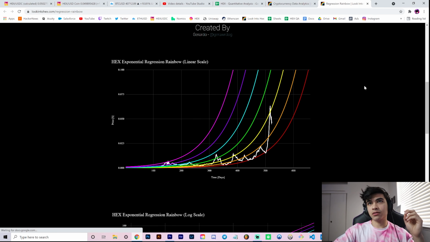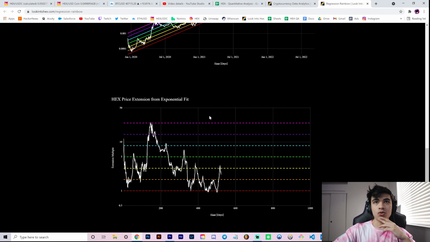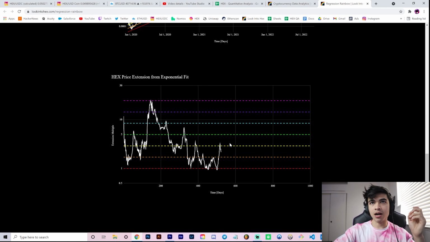And again, this fractal is converging with this regression rainbow model as well, where we might see consolidation around the yellow curve for a bit before we actually launch off to a higher level. So lookintohex.com. It's a great website. If you haven't checked it out already, completely free. You can just dabble with these charts. I update these regression rainbow data points every single day after the daily close. So after 6 p.m. PST is when this is updated.